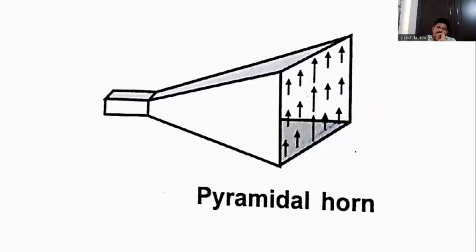Whereas this is pyramidal, the flaring is done in both directions in this case. The flaring is done in this direction as well as this direction. So in both directions the flaring is done. That's why it is called pyramidal. So these are the broad classifications in rectangular.